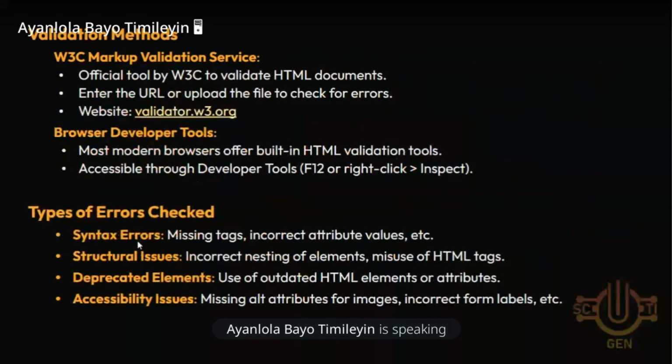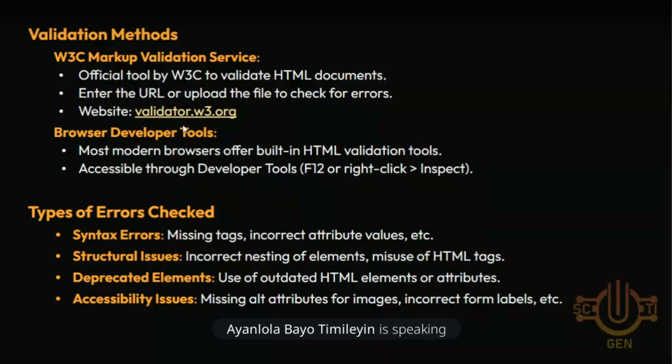So we have different methods that we can use to validate our HTML documents. So we have the official tool by W3C to validate HTML documents. You can enter the URL or upload the file to check for errors. That's your HTML document, right? So there is a link. I'm going to show us how to do that shortly. This is validator.w3.org. You can visit this link and upload your HTML document to see if your document is okay, the code quality is okay, and if you can as well see if search engines can optimize your code based on what you've written. All right, and then browser developer tools.